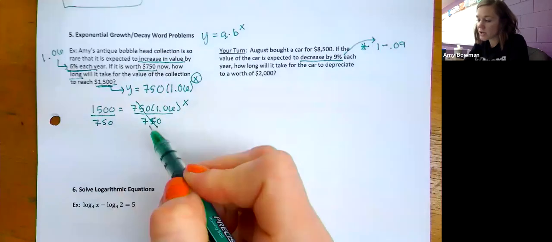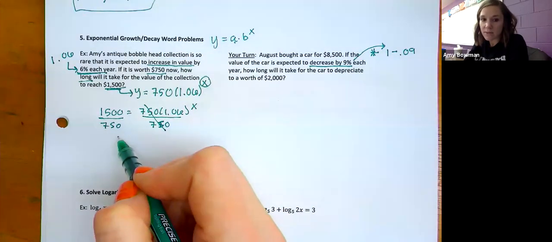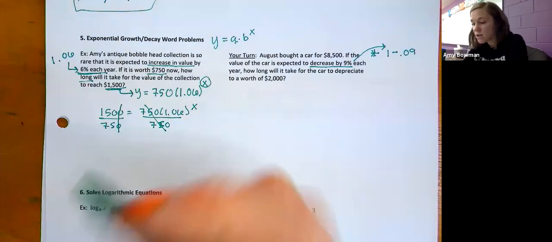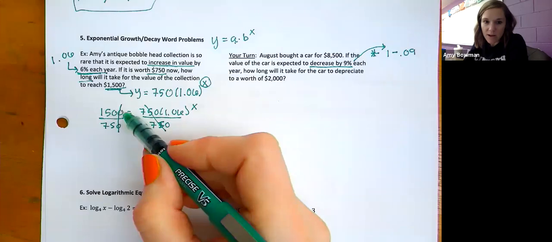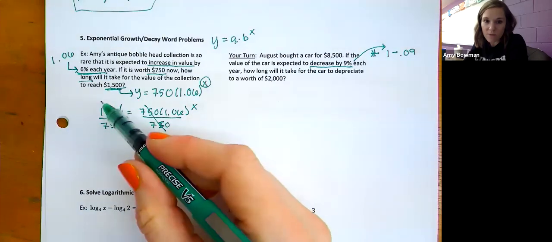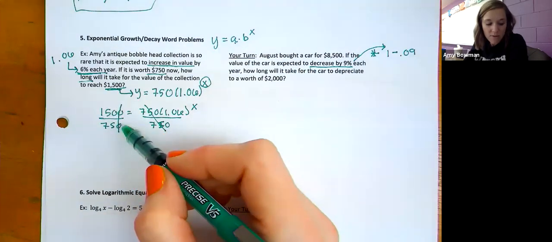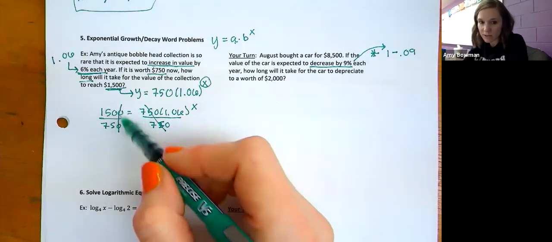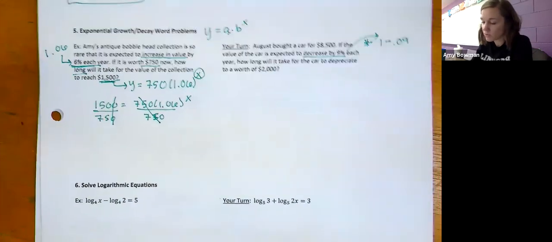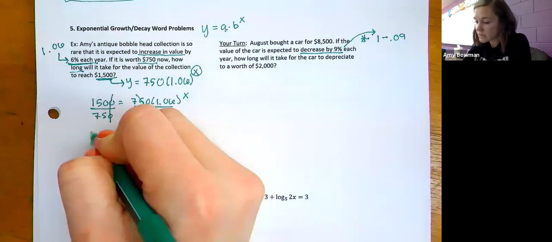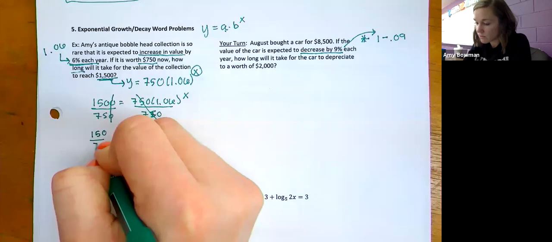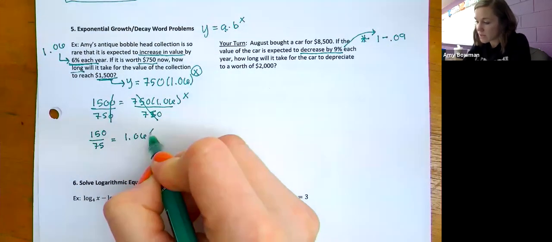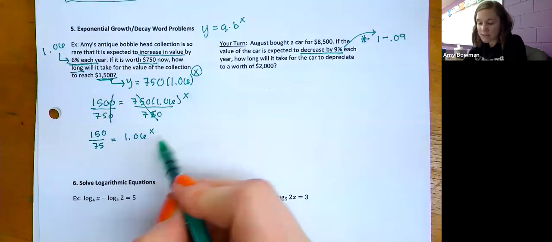Okay, it's gone over here, and I have 1,500 over 750. You can leave it like a fraction if you don't recognize that you can cancel out those last 2 zeros, and then you have 150 over 75. You can rewrite that as 2. I'm actually going to leave it as a fraction just to show you that it's okay to work with a fraction in this. So let's say you kept it as 150 over 75 equals 1.06 to the x.